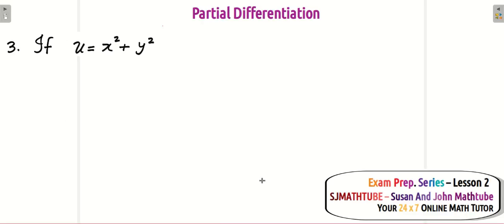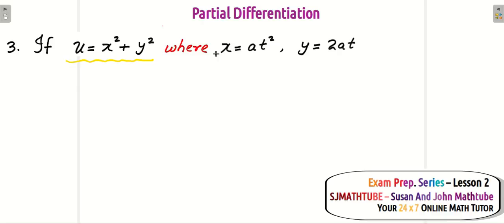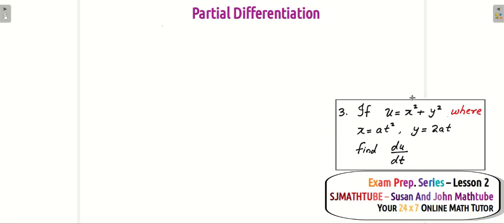Okay, now let's move ahead. Suppose u equal to x square plus y square, where x is equal to a t square and y is equal to 2at. Please notice that u is given in terms of x and y, and x and y are given in terms of t. Unless otherwise specified, a will be treated as a constant. So they are asking you to find du by dt. Okay, let's make a picture. So I have kept the question on the right side of the screen.